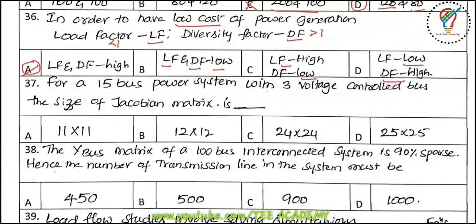For a 15 bus power system with 3 voltage controlled buses, what is the size of the Jacobian matrix? It's very important, friends, because most examinations focus on this type of question. The answer is 2n minus m minus 2. Here n is the total number of buses and m is the number of voltage controlled buses. Just substitute: 2 into 15 is 30, minus 3 is 27, minus 2 is 25. So the size of the Jacobian matrix is 2n minus m minus 2, and the answer here is D. D is the right answer.